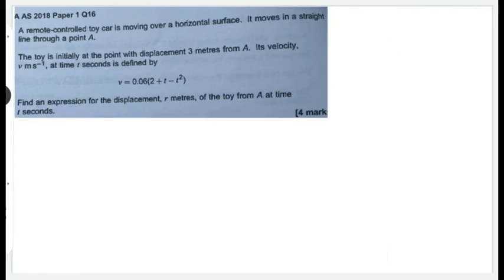A remote control toy car is moving over a horizontal surface. It moves in a straight line through a point A. It is initially at the point with displacement 3 meters from A. Its velocity v at the time 2 seconds is given by.